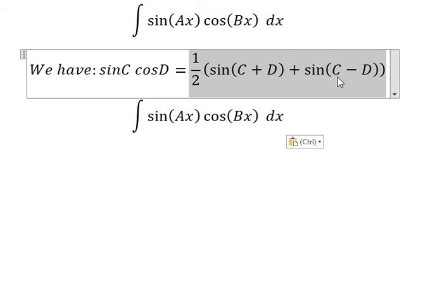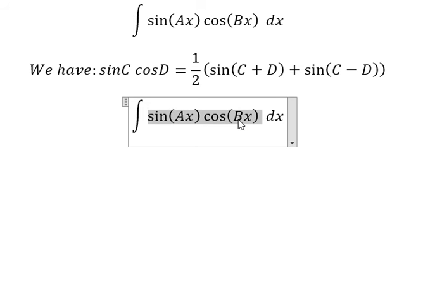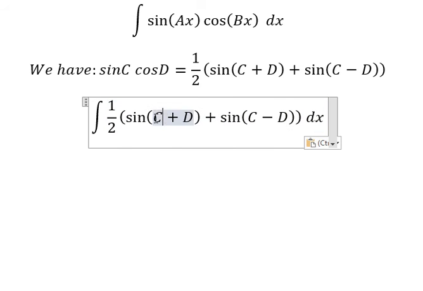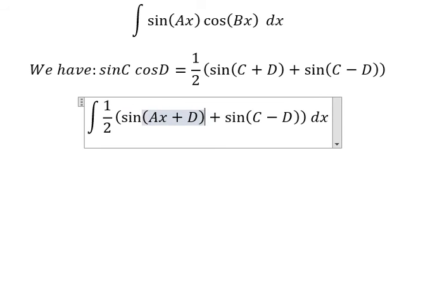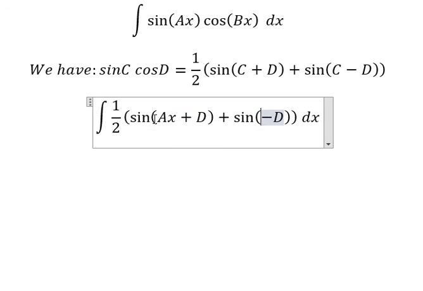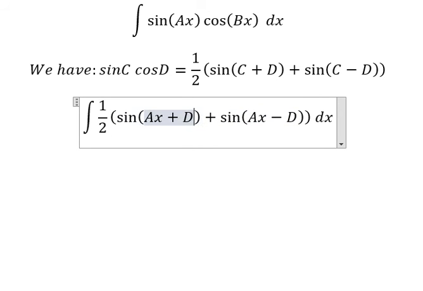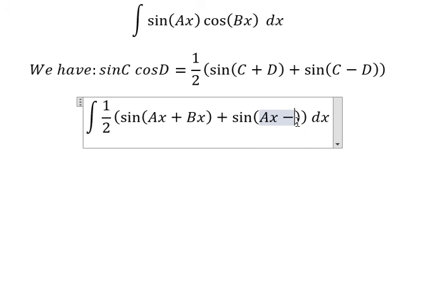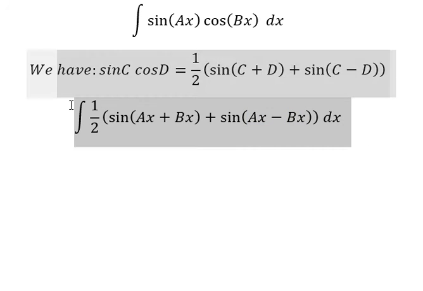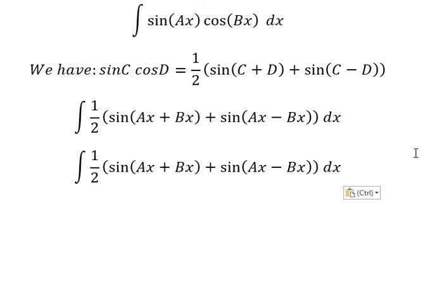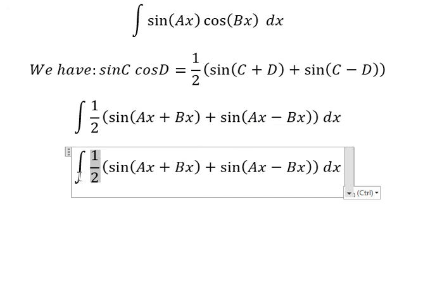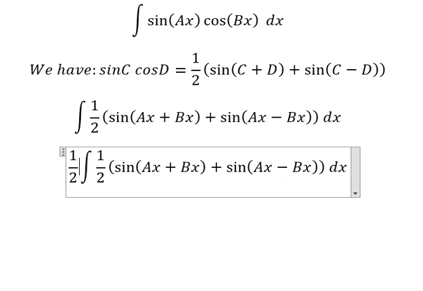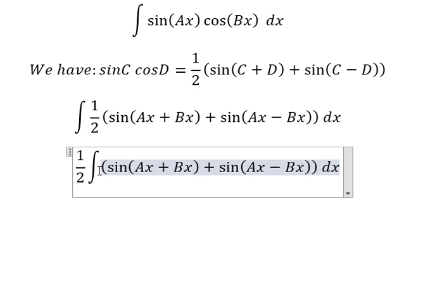So I will put this one to change this one. Now I change this one into AS. This one I will change into BS. Next, I will put 1 over 2 outside. So we have S and S.